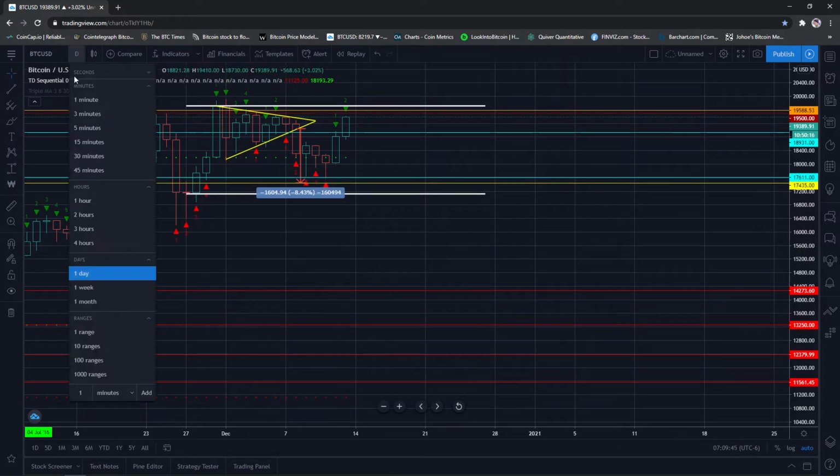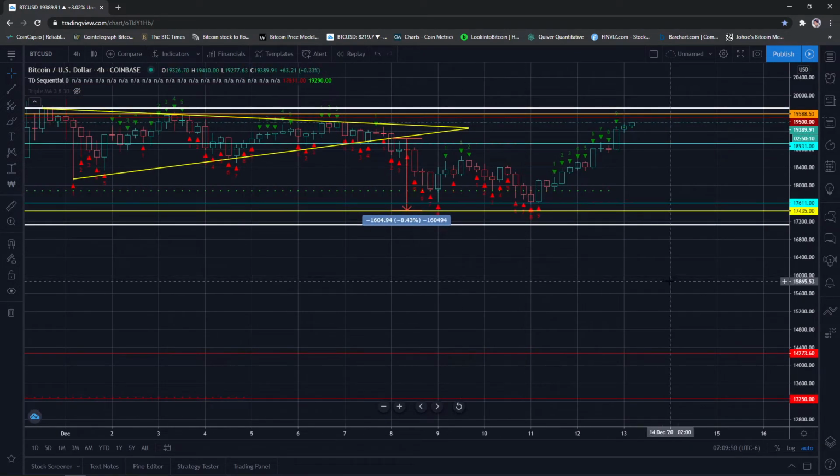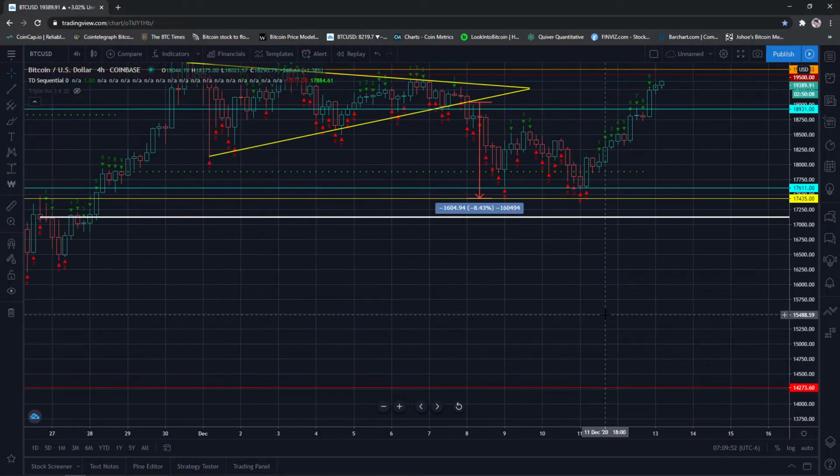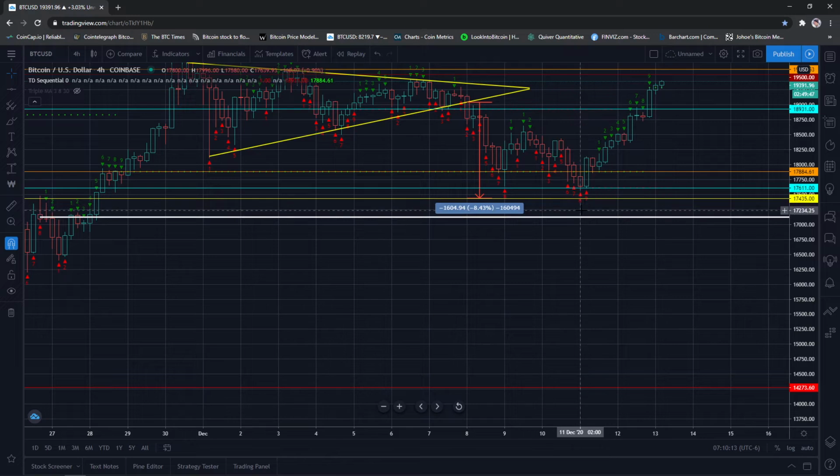Because what I said on the 4 hour, in the last video, was that once we got a close below this 9 here, which was on the chart and I got rid of it, I can put it back on there, once we got a close below this on the 4 hour, we were going to go lower. And we did. We went a little bit lower. We didn't go a lot lower, but we did go lower. That is bearish if you close below this. It would have been extremely bearish if you would have closed below this.